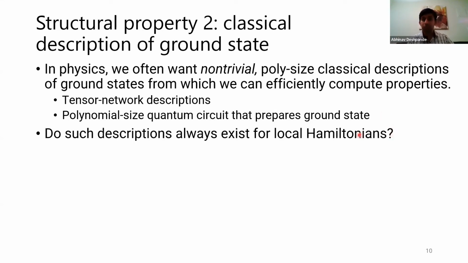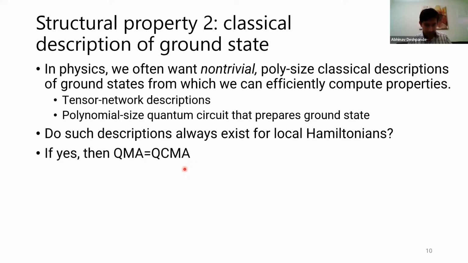So, do such descriptions always exist for local Hamiltonians? It's not clear a priori. And if the answer turns out to be yes, then that would imply that two complexity classes are equal to one another. QMA is just a quantum analog of NP, where Merlin gives a quantum witness and Arthur has a quantum computer, whereas QCMA is another quantum generalization of NP, where the witness is classical, but the verifier still has a quantum computer.